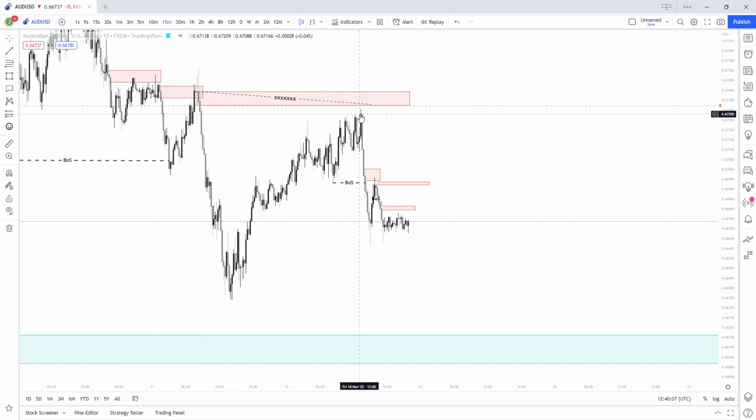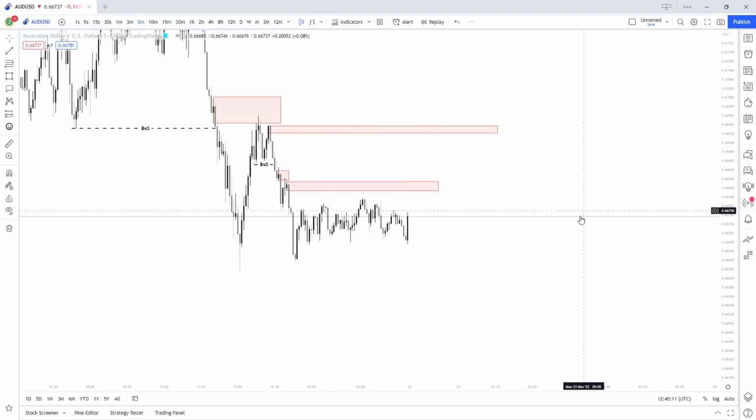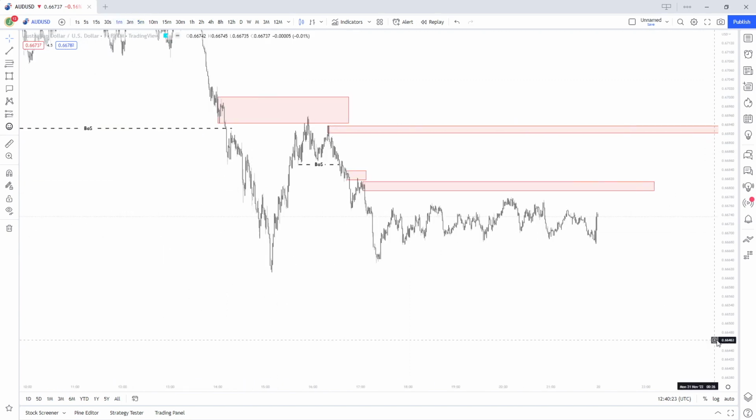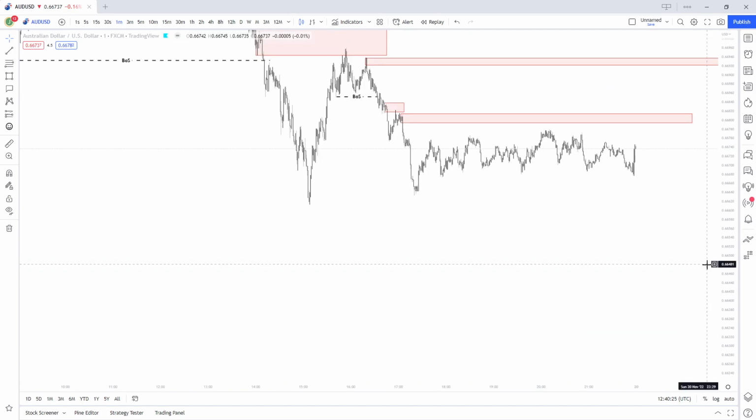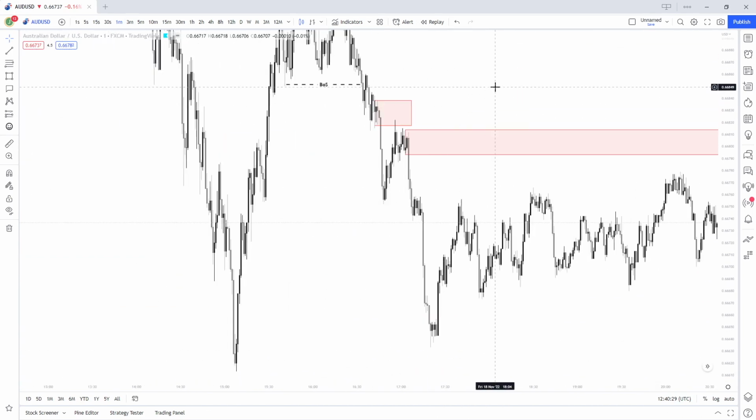We didn't quite get the tap, but we did then get a break of structure lower, and then identified a further zone of quite a clear buy to sell, where we then traded back into, tapped it, and delivered another break of structure lower. Then we see on the even lower time frames, after delivering that break of structure, we then had a pullback, if I can zoom in on that, into a clear zone here.